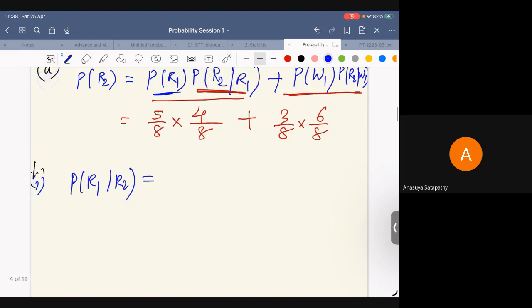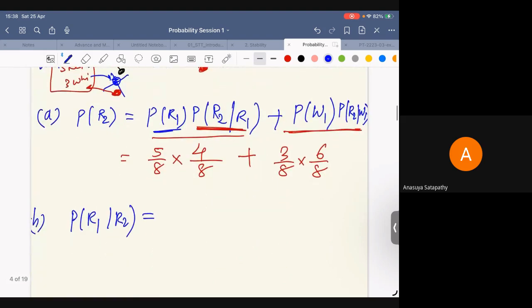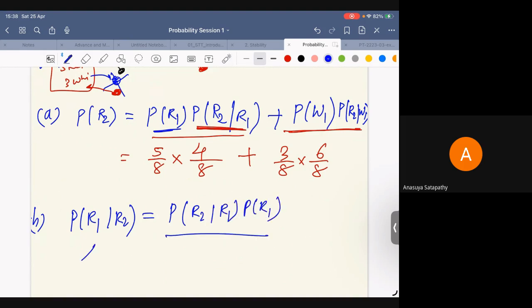So think of the condition. I'm not putting in the formula, but I can also put the formula like this: P of R2 given R1 times P of R1. This is Bayes' rule.